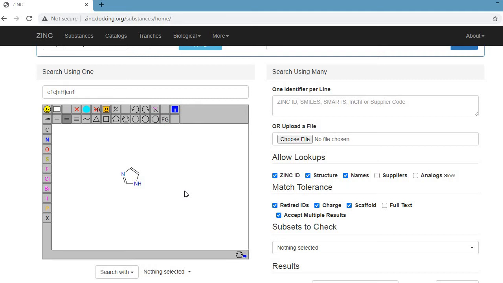We can draw different structures using this particular template. We can draw aromatic rings, heterocyclic rings, or by adding different heteroatoms like nitrogen, oxygen, sulfur, chlorine, or any other halogens. We can draw any structure. As well as if I know the name, then of course I can give the name. So here I have drawn the imidazole structure and I can go for search with. I will click search with.